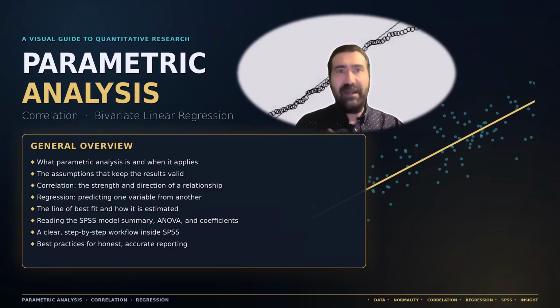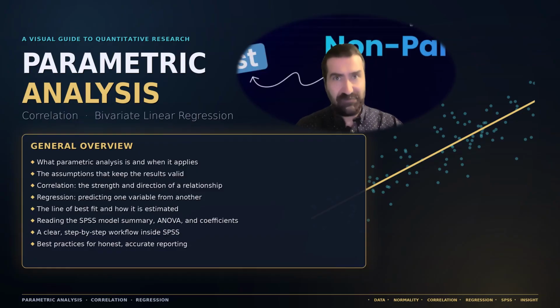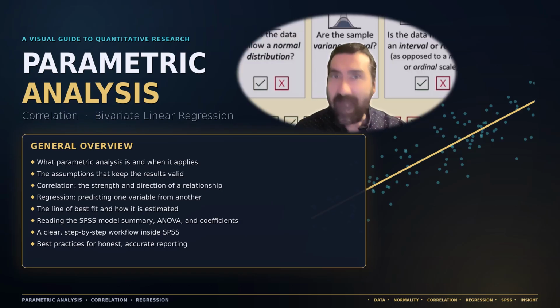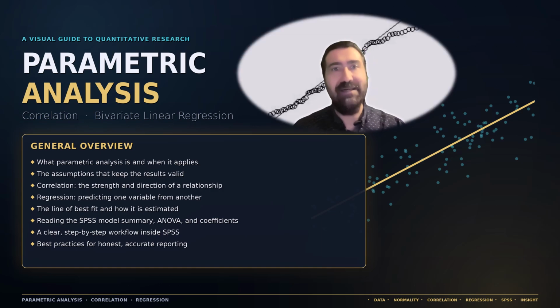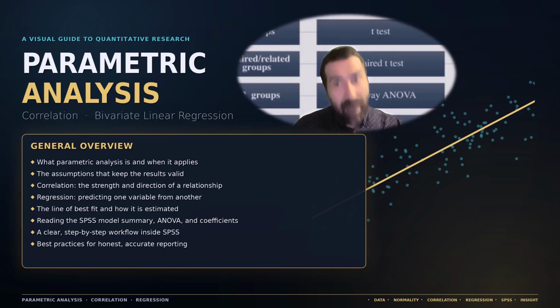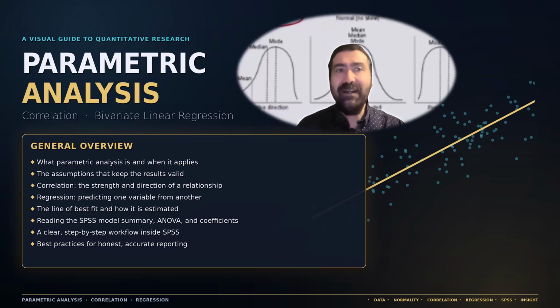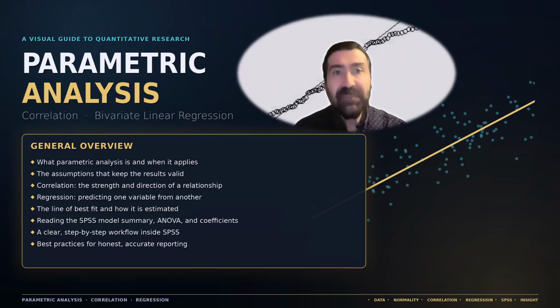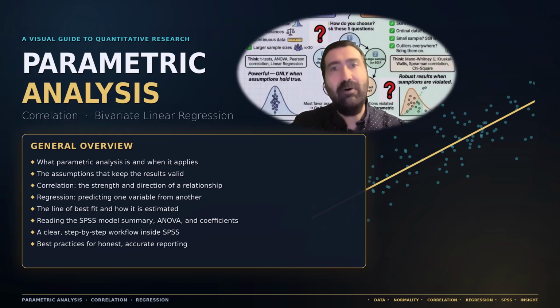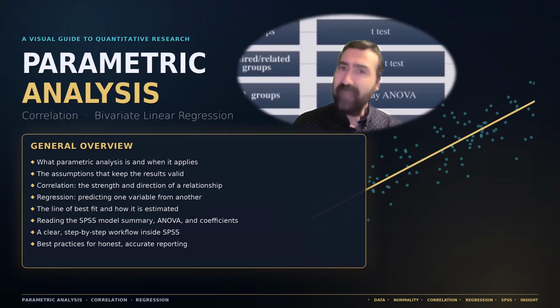In this video, we are gonna walk through one of the most useful toolkits in all of quantitative research. It is called parametric analysis. And by the time we are done, you are gonna comfortably understand three big ideas. First, how to measure whether two things move together, which we call correlation. Second, how to use one thing to predict another, which we call regression. And third, how to actually run all of this yourself, click by click, inside SPSS.